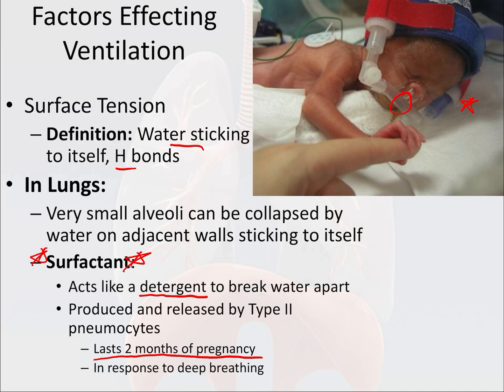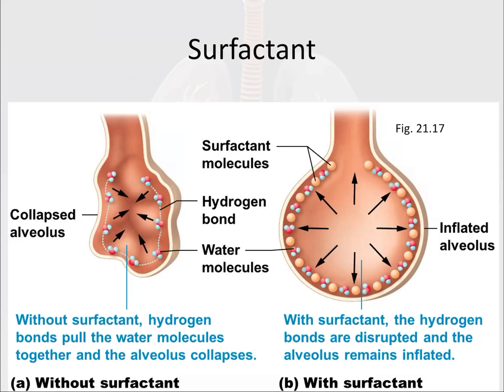This is one of the reasons that babies breathe while they're in the womb. Even though they're fully in water, they suck water into their lungs as part of the development process, and that stimulates the production of surfactant. Okay, so this is a great image of this surfactant, showing these water molecules binding to each other, pulling the alveoli in. When surfactant literally just gets in between those water molecules, it breaks those hydrogen bonds and allows the alveoli to open up.